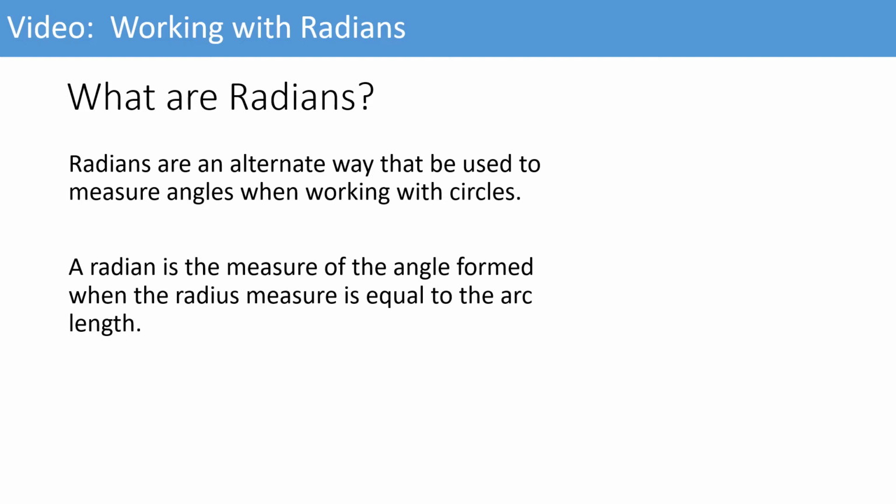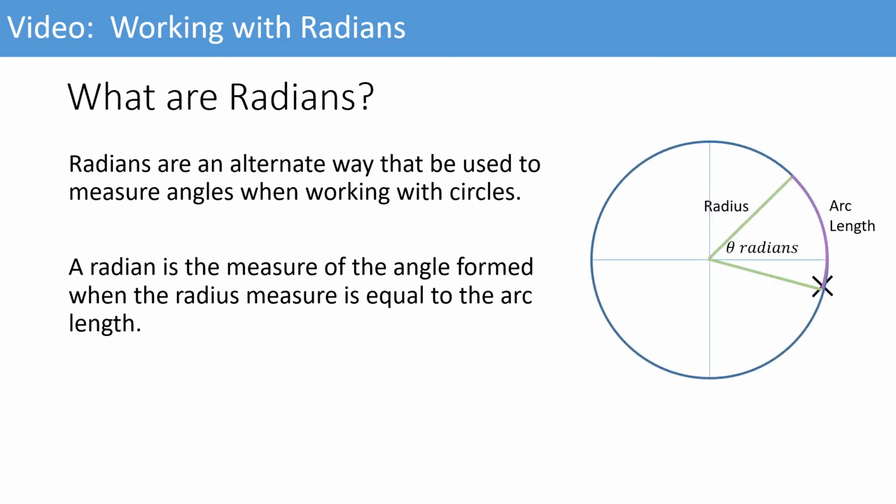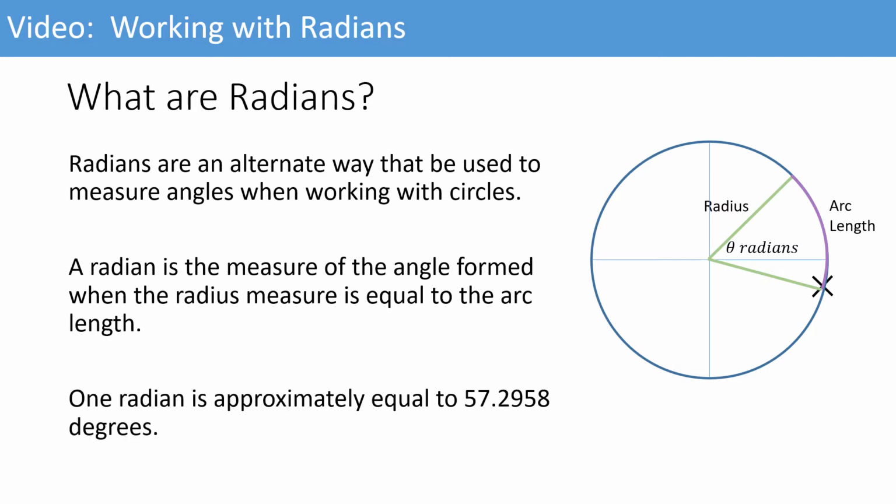A radian is the measure of an angle formed where the radius measure, which is the length from the center of the circle to the outside of the circle, is equal to the arc length. This was discussed in the last video. We can do a conversion factor and find that 1 radian is approximately equal to 57.2958 degrees.